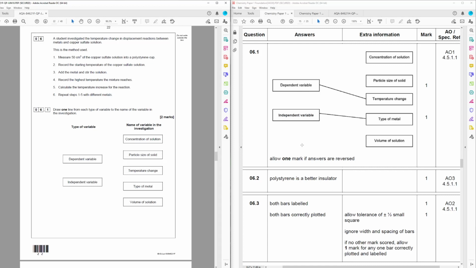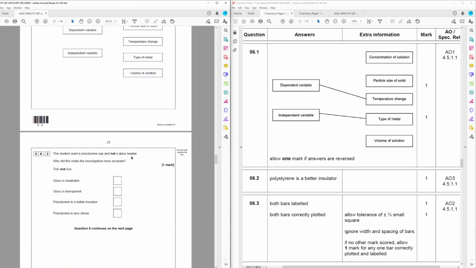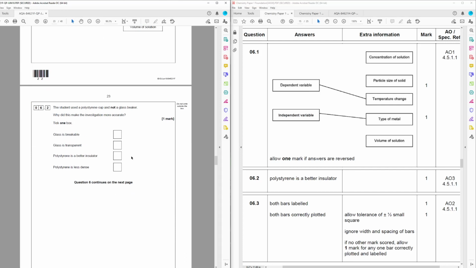For example, when you're doing the pondweed experiment in biology, you go up every 10 centimeters for the light or something like that. You know that at the start I'm going to go 10, 20, 30, 40, 50. And in this case, they were changing the type of metal. So they knew which metal combinations they would have.